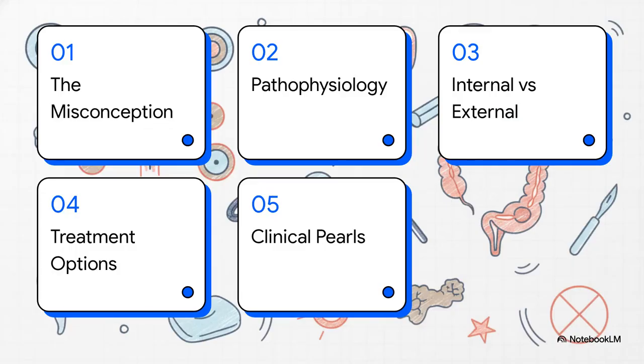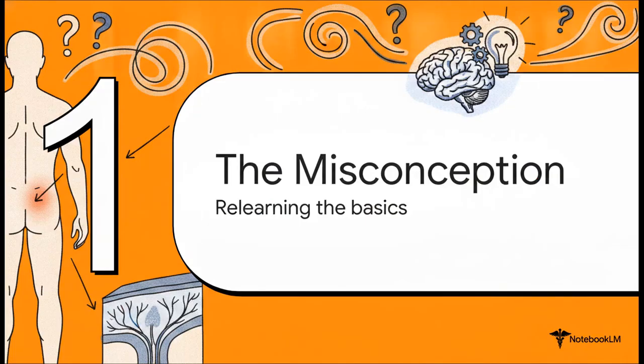Well, here's our roadmap to take you from that clinical mystery to absolute mastery. 1. The hemorrhoid misconception. 2. Anatomy and pathophysiology. 3. Internal versus external hemorrhoids. 4. Step-by-step treatment options. And 5. Golden clinical bedside pearls. Let's jump into Section 1, the hemorrhoid misconception, relearning the basic science and dismantling the myths.